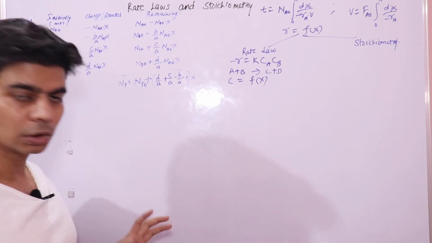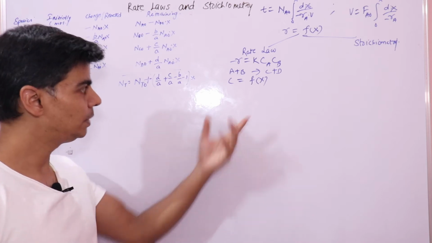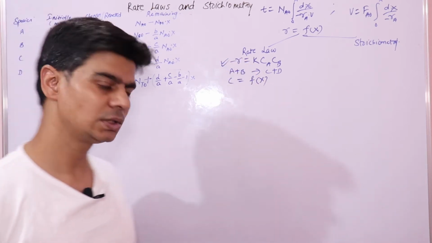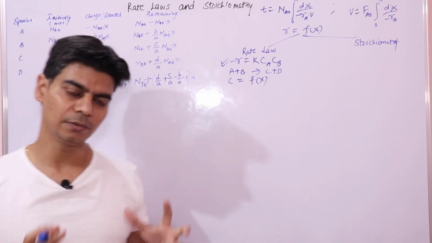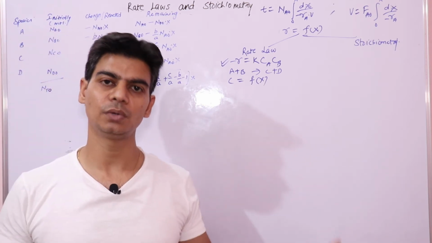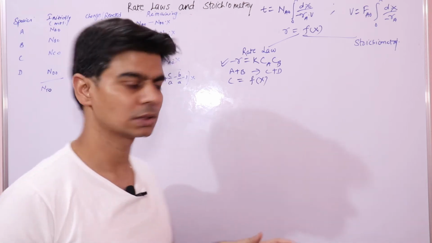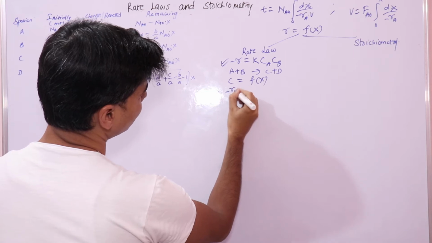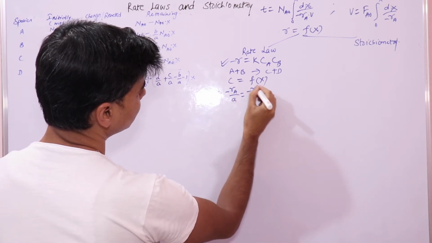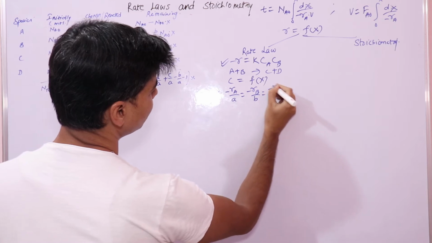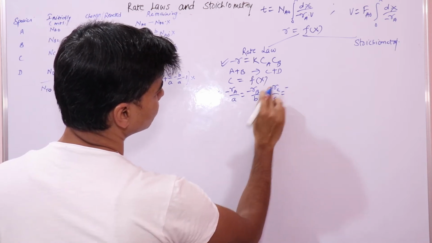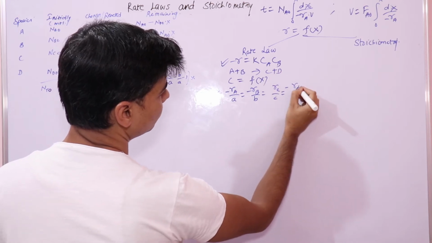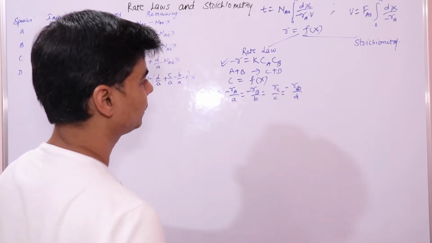What concepts would we be using? First, this rate law, which we already know. The second thing is expressing rate of reaction in terms of stoichiometric coefficients of reactants and products, which we have done in the previous video lecture. It is minus r_A upon a equals minus r_B upon b equals minus r_C upon c. Sorry, this is positive since this is a product, so r_D upon d.